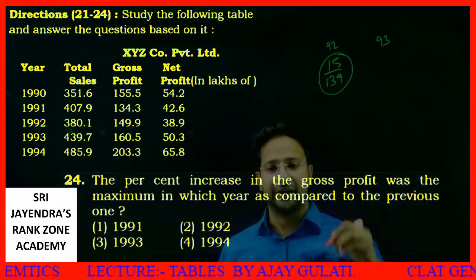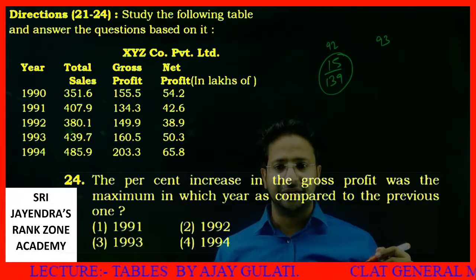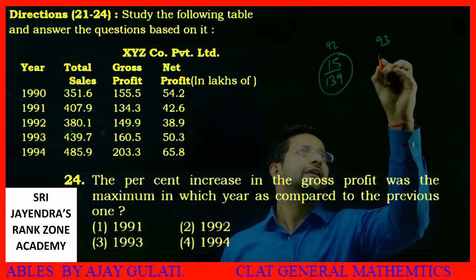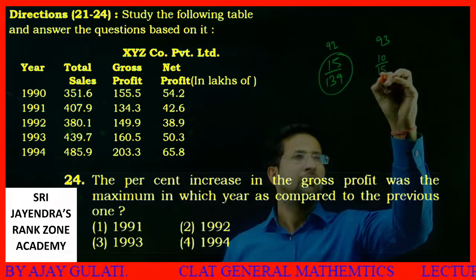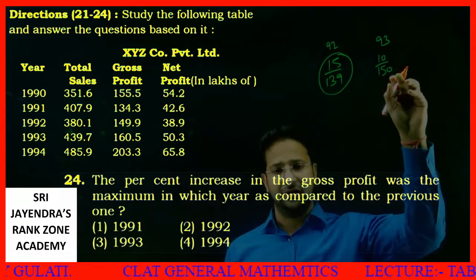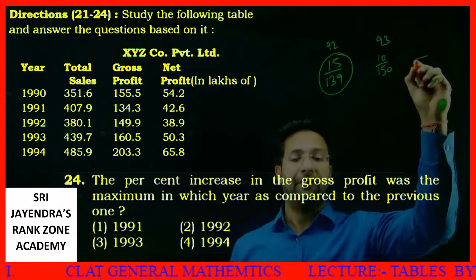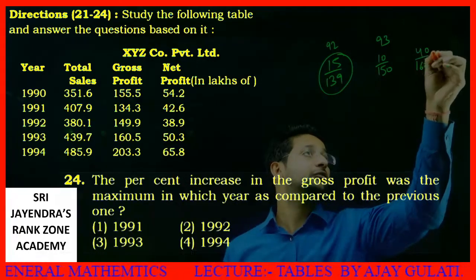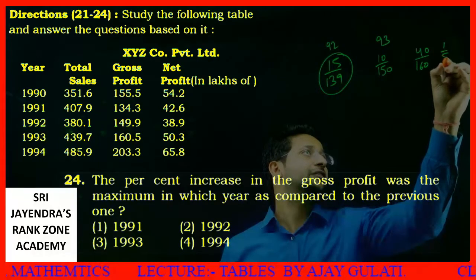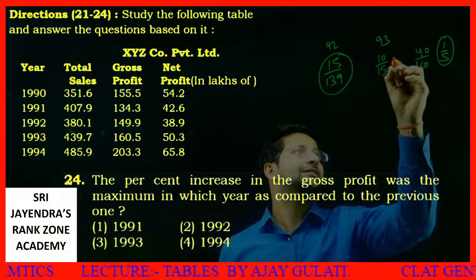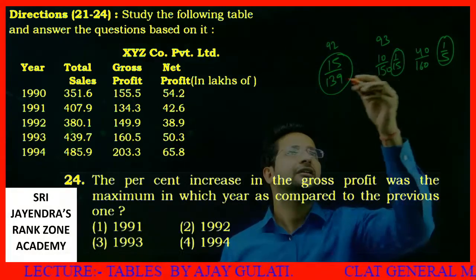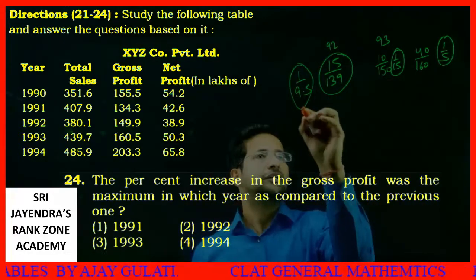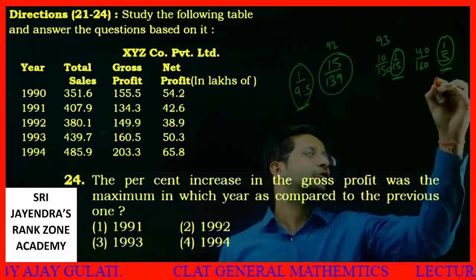Let's talk about the year 93. The increase is 160.5 from 149. I can say there is an increase of 10 from 150, like 1 by 15. Next year, from 160, it rises to 203. The difference is more than, so this is 1 by 5. This is too much. This is like 1 by 15. This is very less. This is 1 by 9.5. Out of 1 by 9.5, 1 by 15 and 1 by 5, 1 by 5 is maximum.